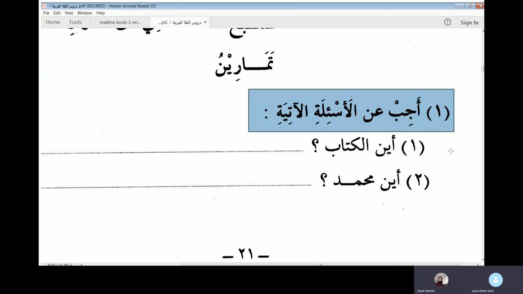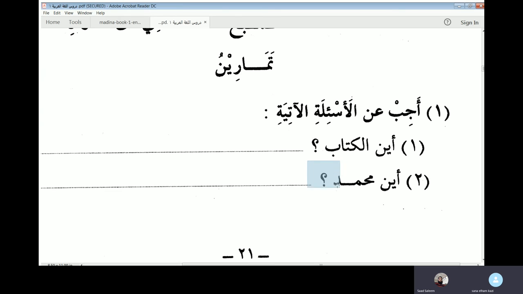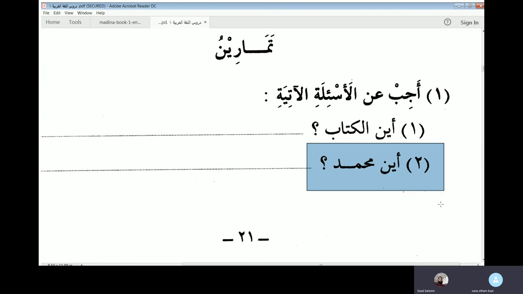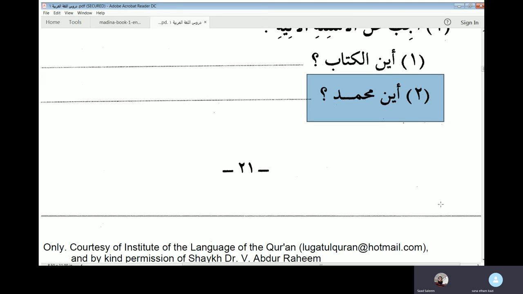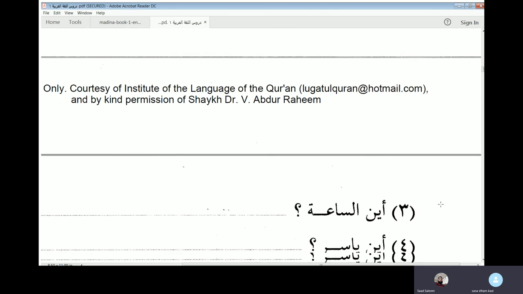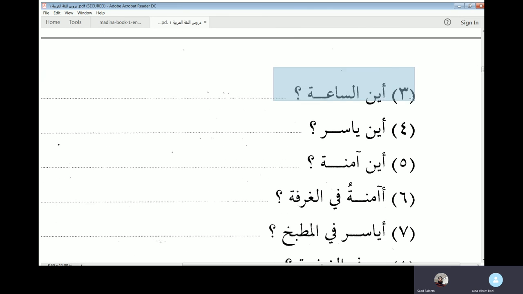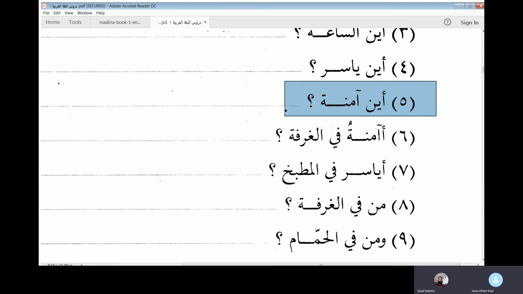Aina al-kitabu? Where is the book? Huwa alal maktabi. It is on the table. Aina Muhammadun? Where is Muhammad? Huwa fil madbakhi. He is in the kitchen. Aina sa'atu? Where is the watch? Hiya alas sariri. It is on the bed. Aina Yasirun? Where is Yasir? Huwa fil ghurfati. He is in the room. Aina Aminatu? Where is Amina? Hiya fil hammami. She is in the bathroom.